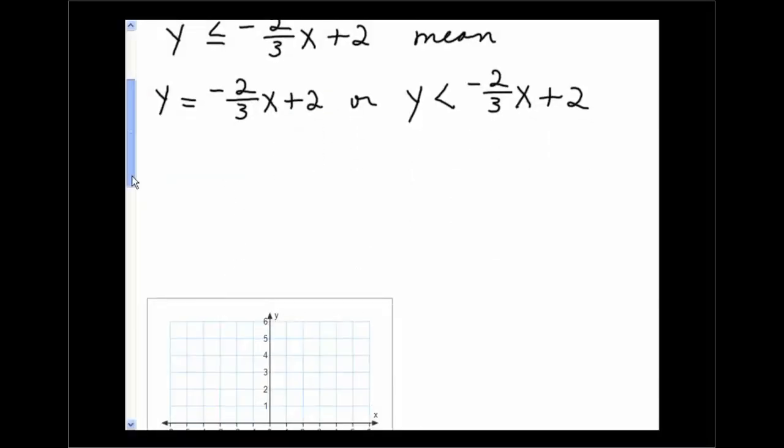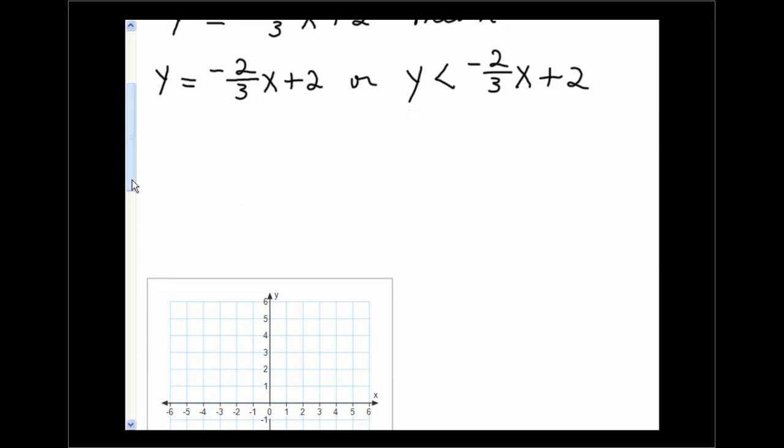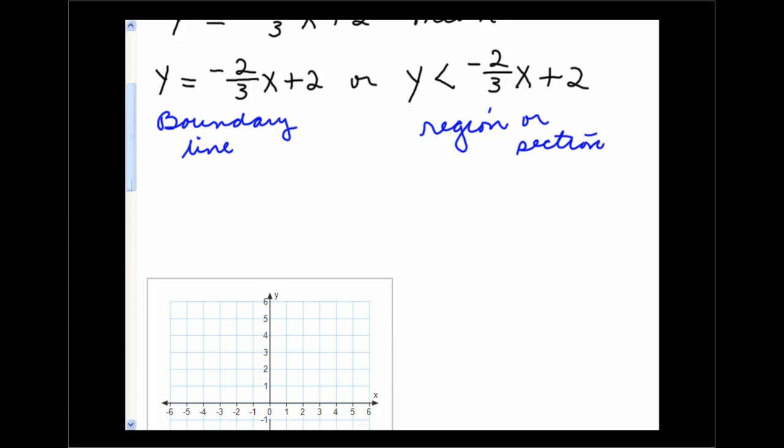The y equals negative 2/3 x plus 2 is the graph of a boundary line. And the boundary line is going to divide the coordinate system into two regions. Where we have y is less than negative 2/3 x plus 2, this will be a region or section of the coordinate system. It will contain all the ordered pairs in which this inequality is true.